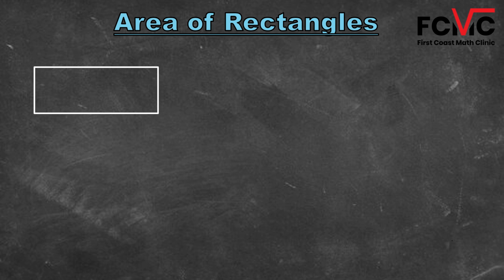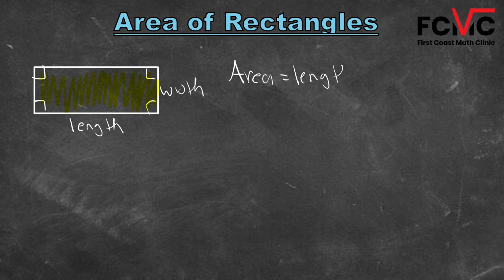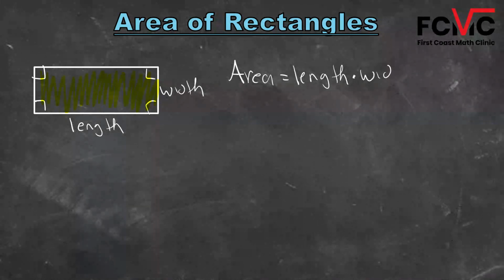So let's start with rectangles. Now, basic definition of a rectangle is it's a parallelogram with four 90-degree angles. So we've got our four 90-degree angles here, and we've got our length and our width. And if we want to find the area, we know that the area is just the amount of space inside our shape. Our area is going to be equal to the length times the width.